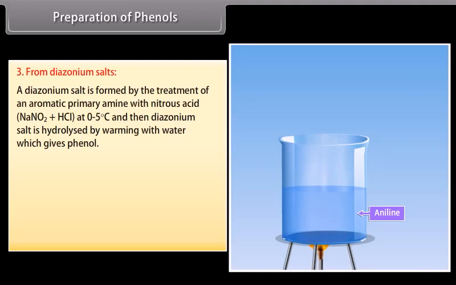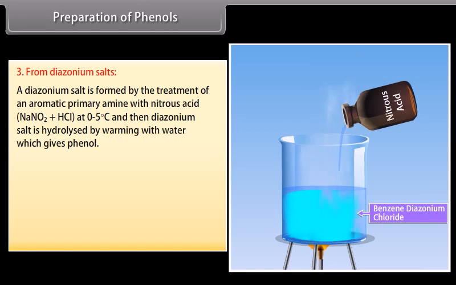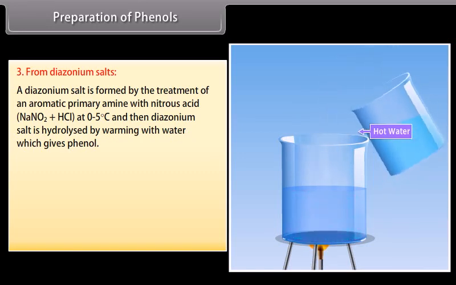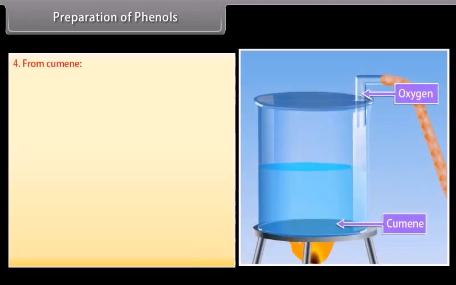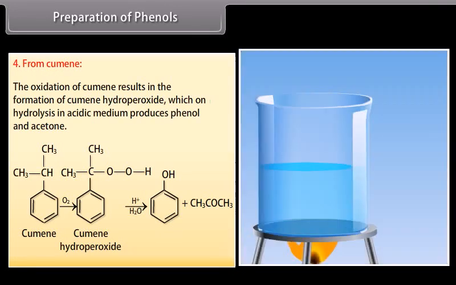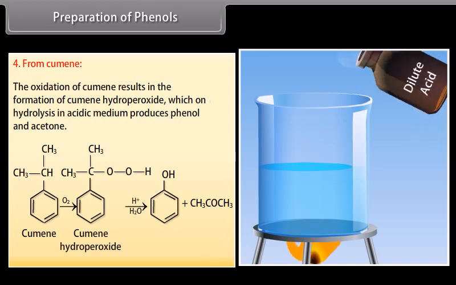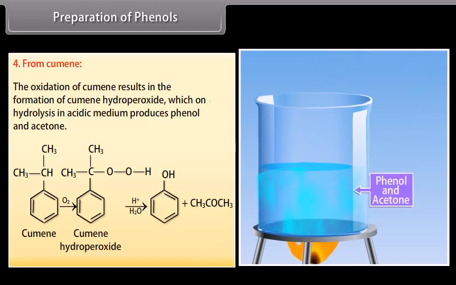Preparation of phenol from diazonium salts. A diazonium salt is formed by the treatment of an aromatic primary amine with nitrous acid at 0 to 5 degrees Celsius, and then the diazonium salt is hydrolyzed by warming with water, which gives phenol. Aniline is treated with nitrous acid at 0 to 5 degrees Celsius, forming benzene diazonium chloride, and then by adding warm water, it forms phenol, nitrogen, and hydrochloric acid. From cumene. The oxidation of cumene results in the formation of cumene hydroperoxide, which on hydrolysis in acidic medium produces phenol and acetone.